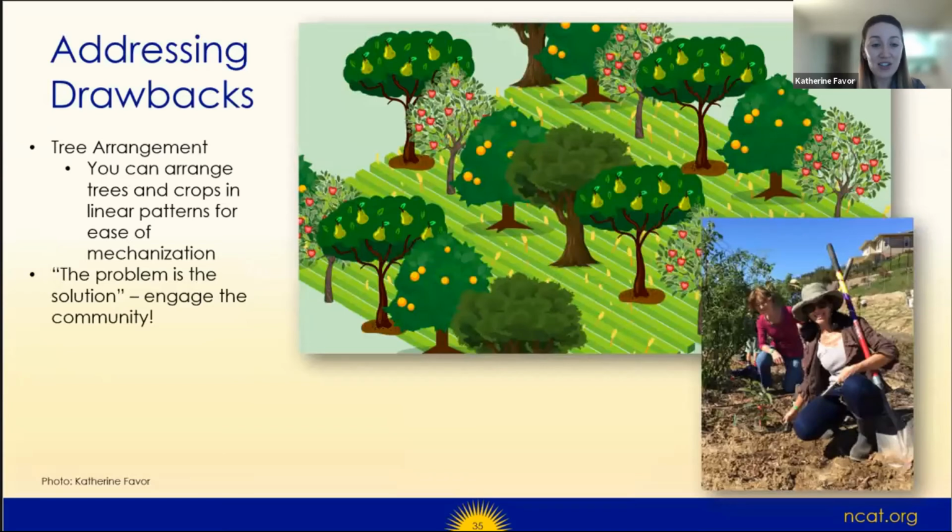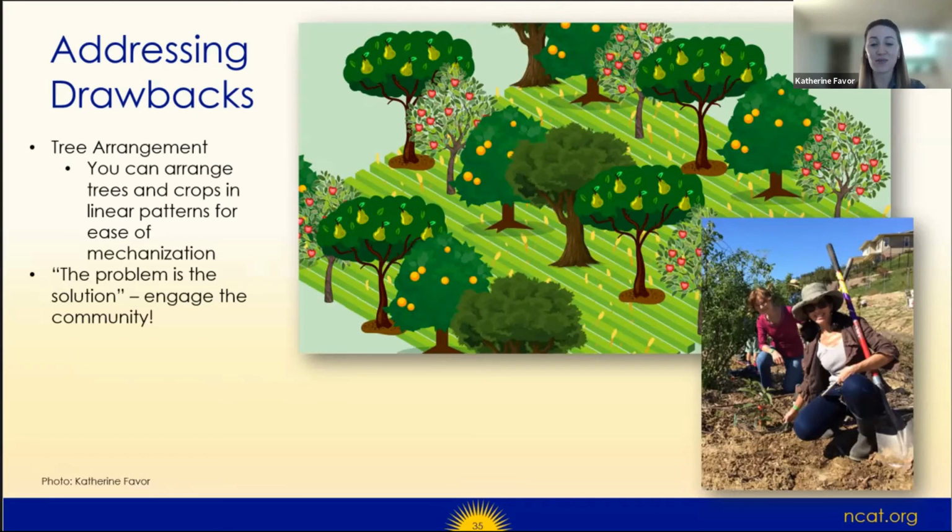Another drawback that we touched on is that it can be really hard to manage and harvest when you've got such a diversified system. One way to address this is to arrange plants in linear patterns. This can allow you to mechanize your system a little bit more. You can still have a wide range of products, and as long as it's in rows that allow you to pass farm equipment through, then it's not that different from a monoculture system.